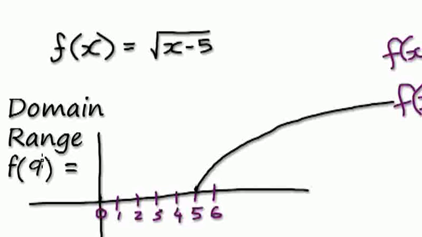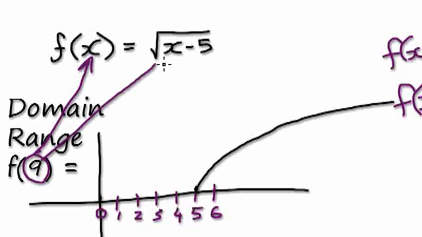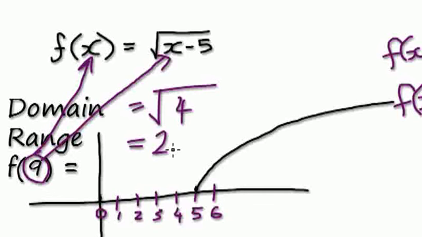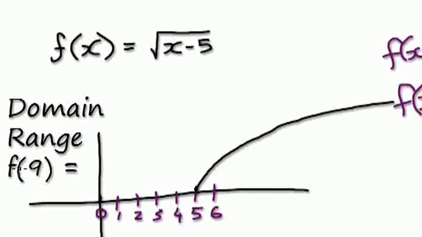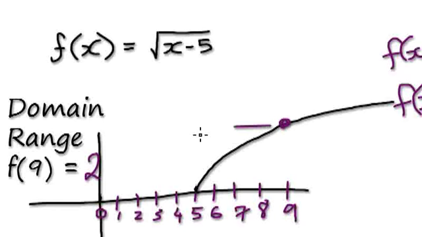And what happens when you put 9 into this thing here? It's like you putting a 9 in here. So it will be root of 9 take away 5, which is 4. So this here is 2. Okay, so f of 9 will be positive 2. So if you were to go 7, 8, 9, and then go up here, this here would be 2.